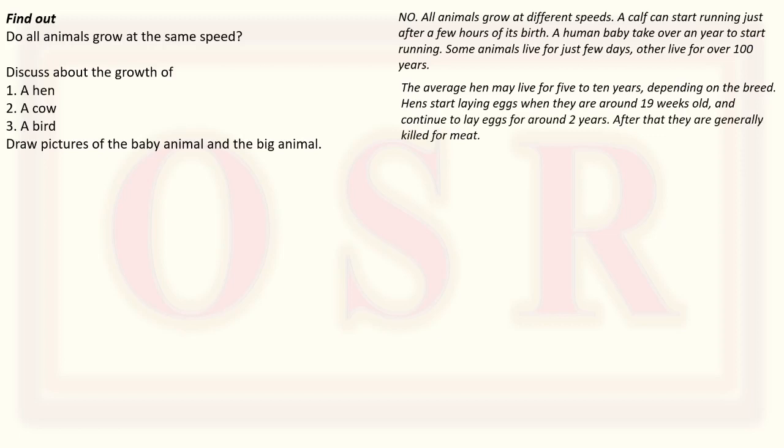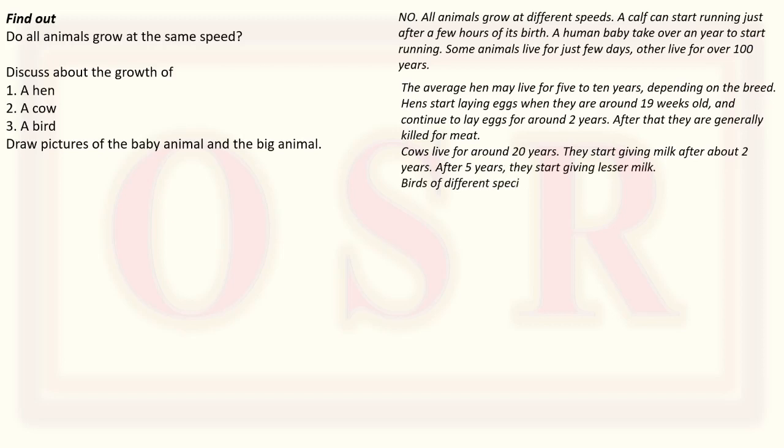Okay. Now about cow. A cow lives for around 20 years. They start giving milk after about 2 years. After 5 years, they start giving less milk. About the birds now, there are so many different types of birds, right? So birds of different species have different lifespans. They live from 4 to 100 years depending on the species.